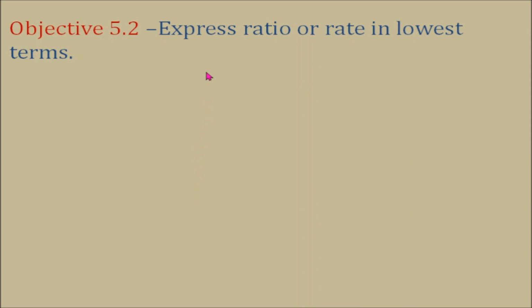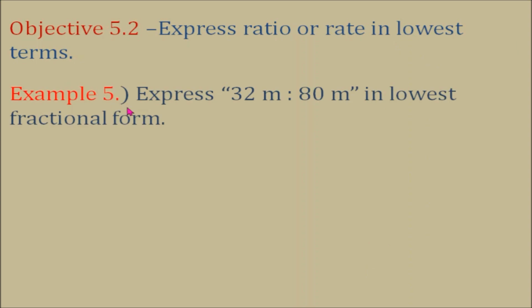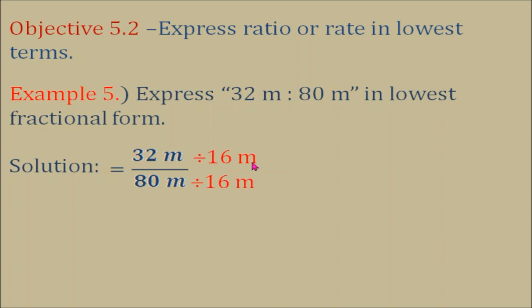Objective number 2. Express ratio or rate in lowest terms. Example number 5. Express 32 m is to 80 m in lowest fractional form. So this is our solution. 32 m over 80 m. And we can divide both the numerator and the denominator by 16 m, which is the greatest common factor. So 32 m divided by 16 m is 2, and 80 m divided by 16 m is 5. So our final answer is 2/5.